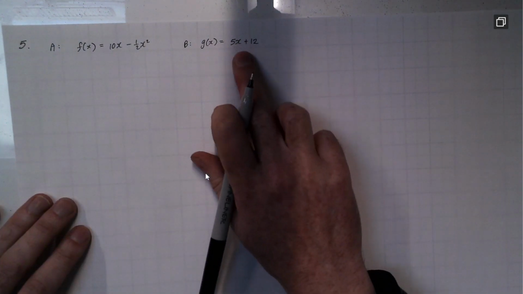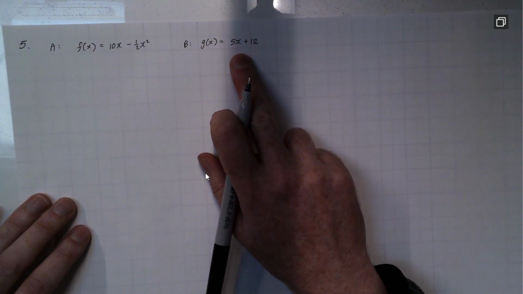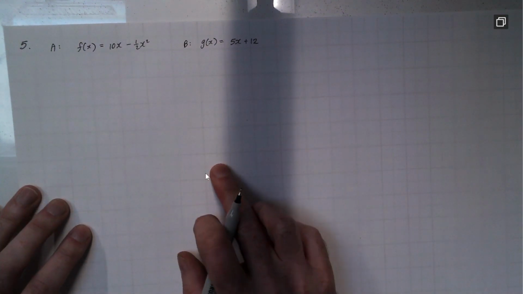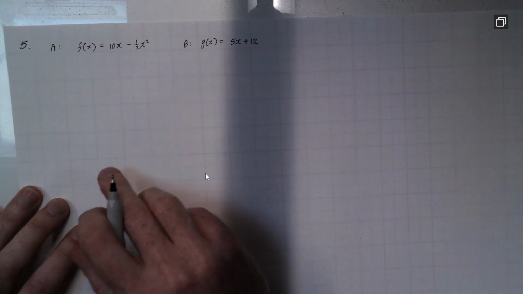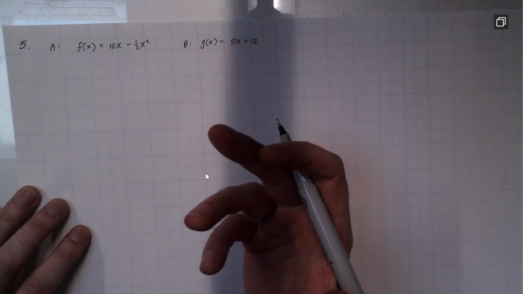So we have a curve and a straight line, and they are going to meet at two points.